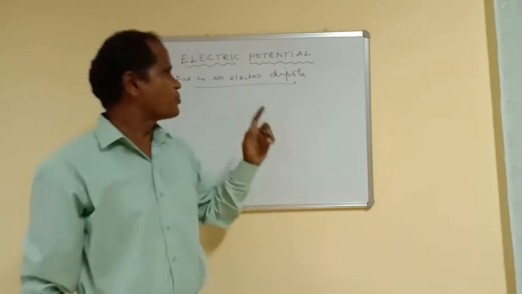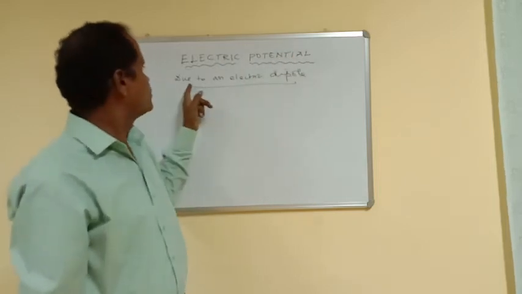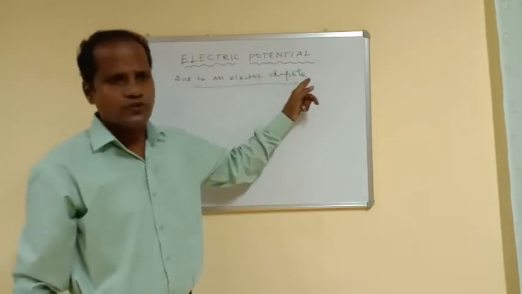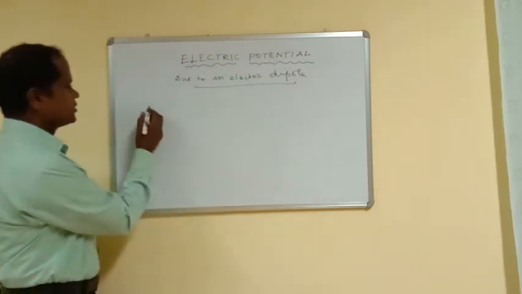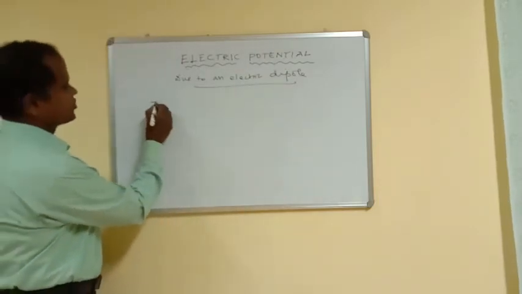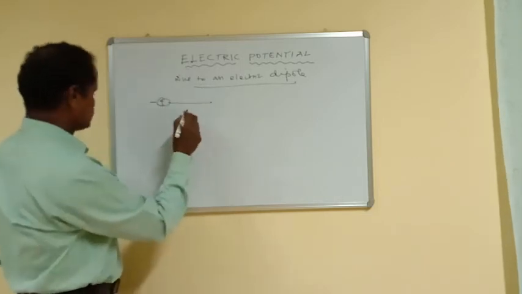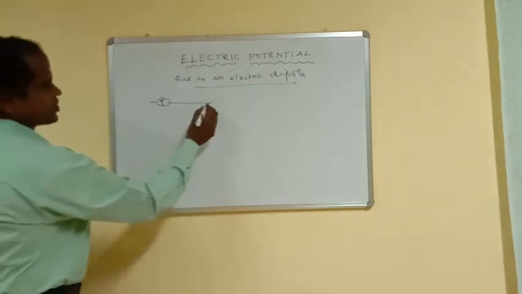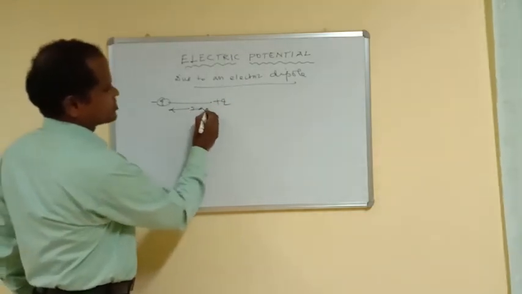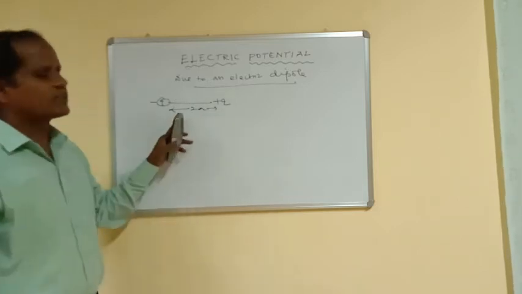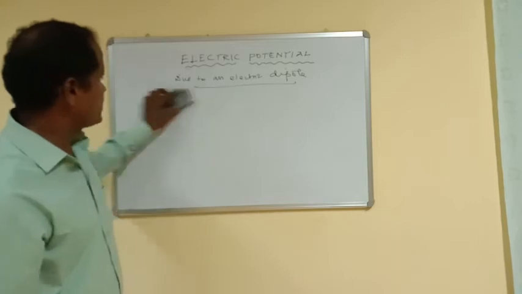Now our purpose is to find the electric potential at a point due to an electric dipole. Very important 5 mark question. Here we have two charges, minus q and another charge, plus q. When they are separated by a small distance 2a, they constitute an electric dipole. You can see the diagram separately and neatly.